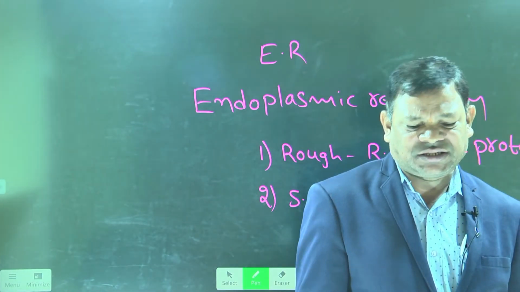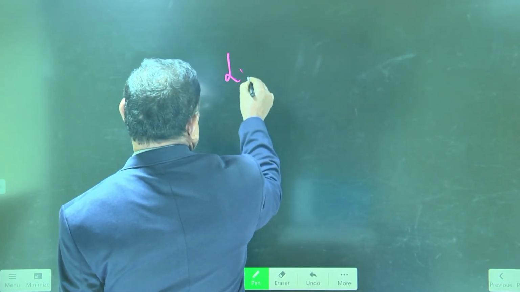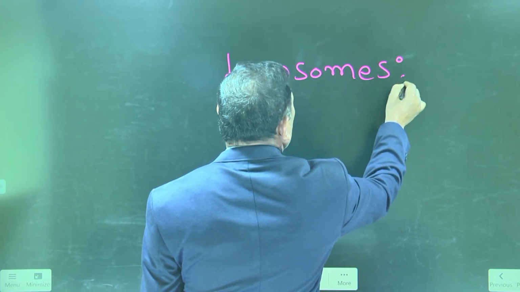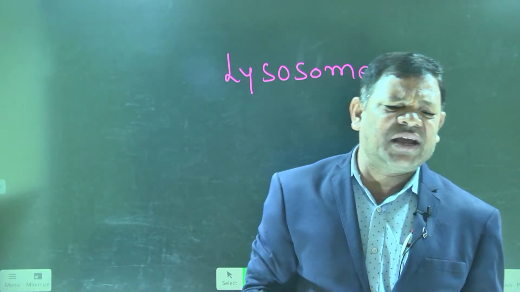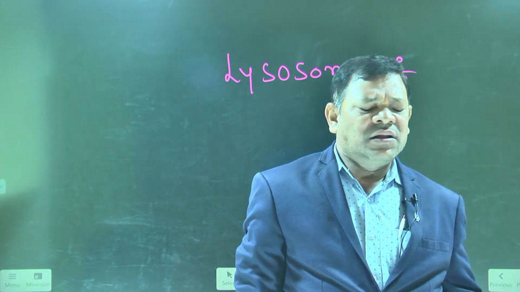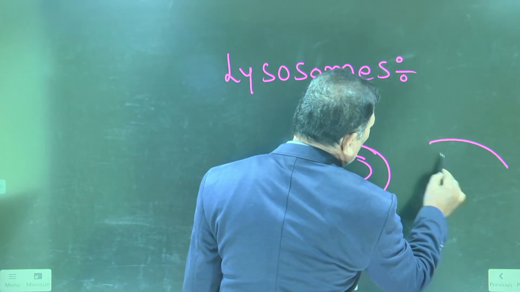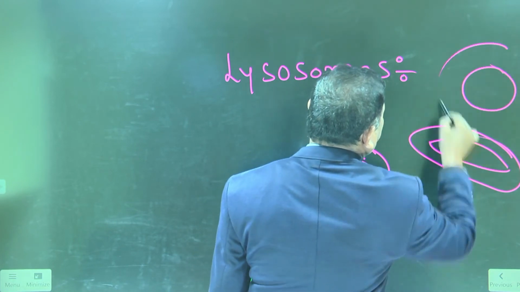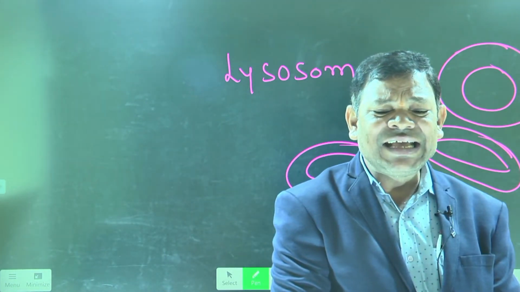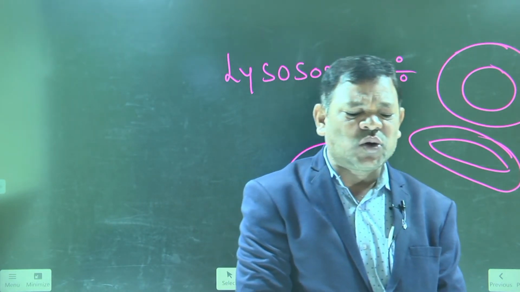Okay, next, lysosomes. What is the meaning? Actually every cell organelle is double membrane, for example mitochondria, chloroplast and nucleus are all double membrane, but lysosomes are a single membrane structure. What is another name of the lysosomes?